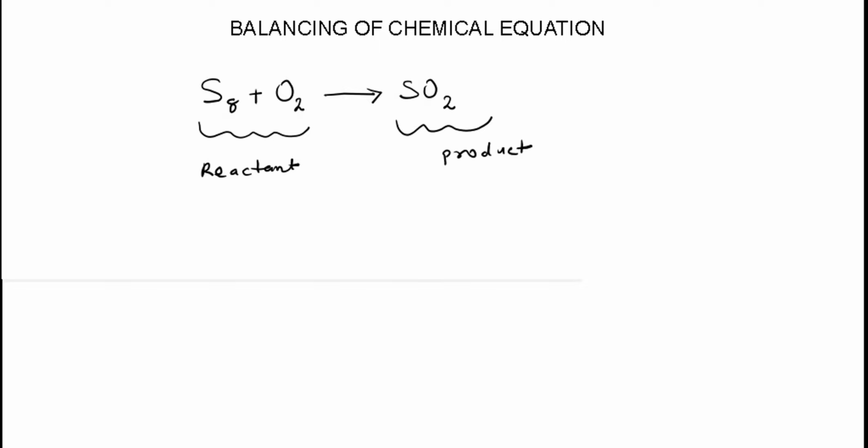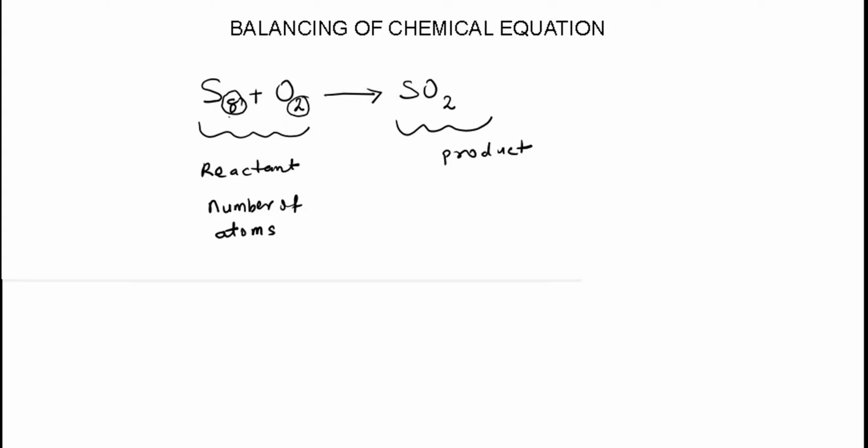Now, let's take a look at this reactant side. This 8 here, these 2 here, they are called the number of atoms. And when you are trying to balance your equation, you do not touch the number of atoms in the equation. Do not touch the number of atoms in the equation.